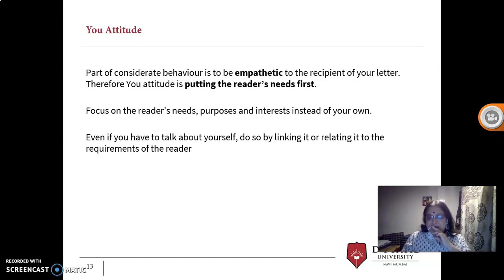If it's a rejection letter, as I gave in the previous example, or it could be simply talking about delayed goods that he might have ordered and you're not able to deliver. Either way, you should be putting yourself in the reader's shoes, and so putting the reader's needs first. So focus on the reader's needs, purposes and interests instead of your own. Okay. So even if you have to talk about yourself, do so by linking or relating it to the requirements of the reader.